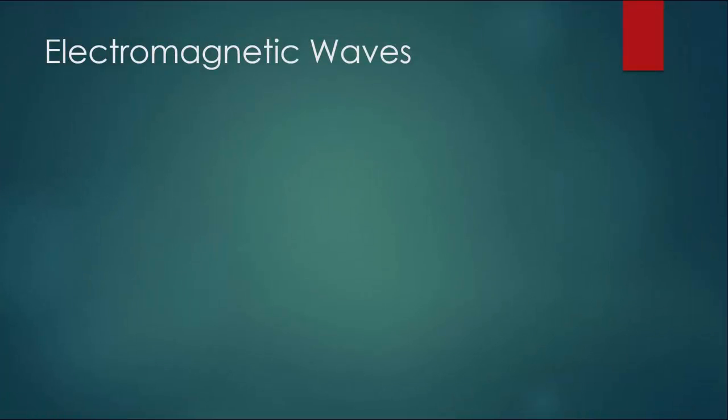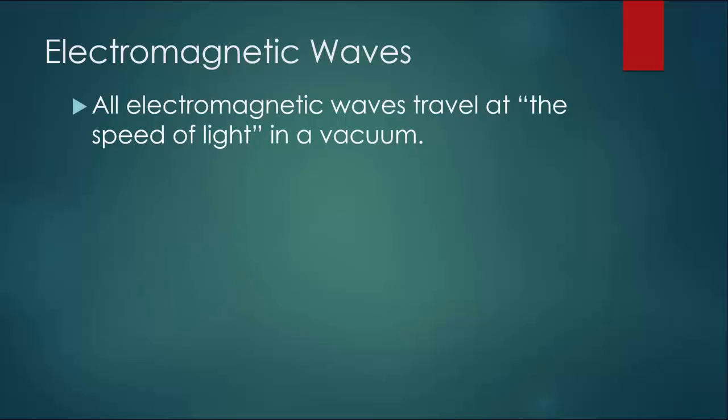Here are some things you need to know about electromagnetic waves. First of all, electromagnetic waves travel at a speed that we call the speed of light. I don't think this is a great name for it, because this isn't only the speed of visible light, this is also the speed of gamma rays, X-rays, radio waves, and everything else on the spectrum when they are traveling in a vacuum. The speed of light is 3 times 10 to the 8 meters per second. That's 300 million meters per second.